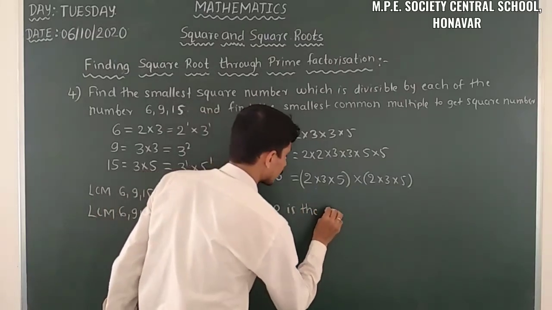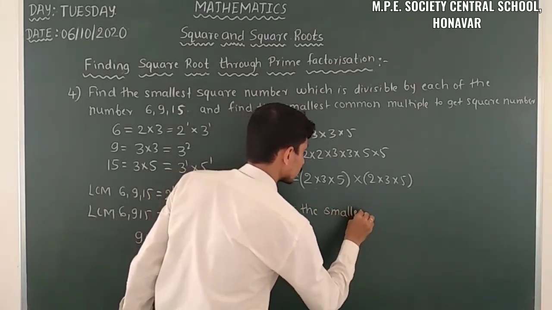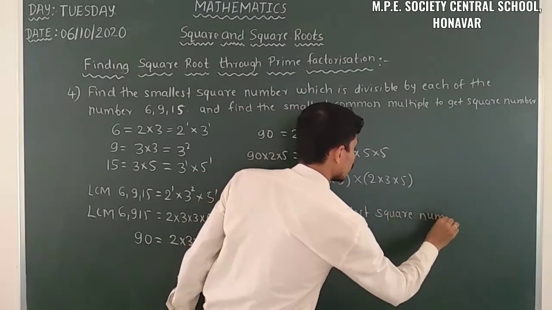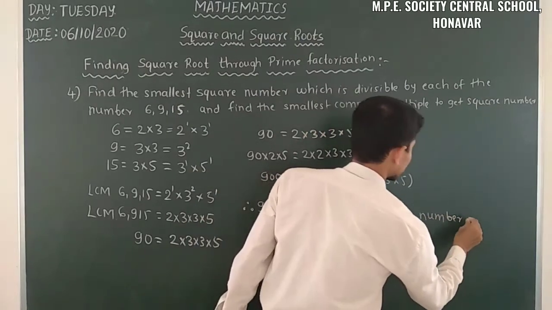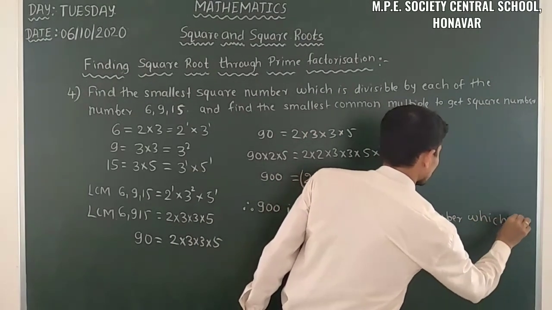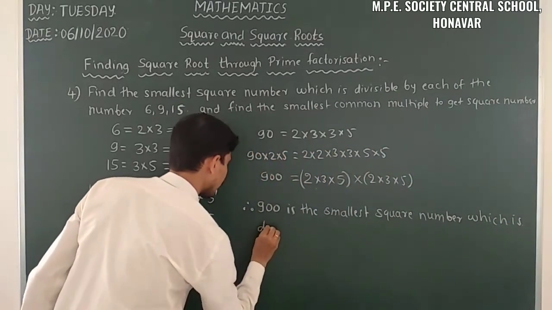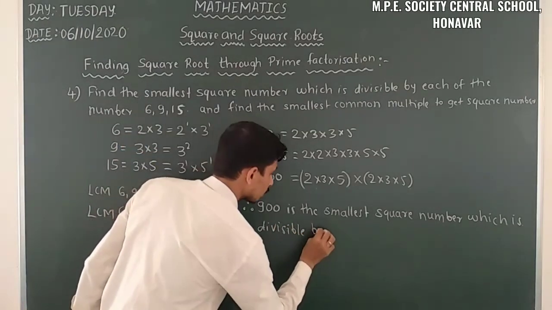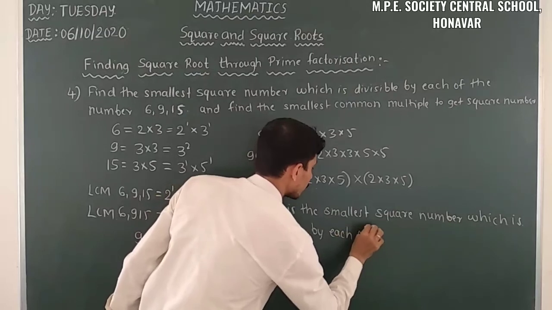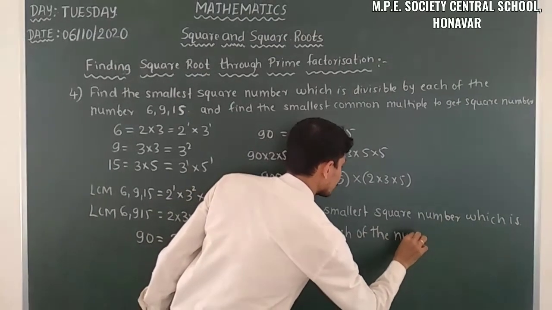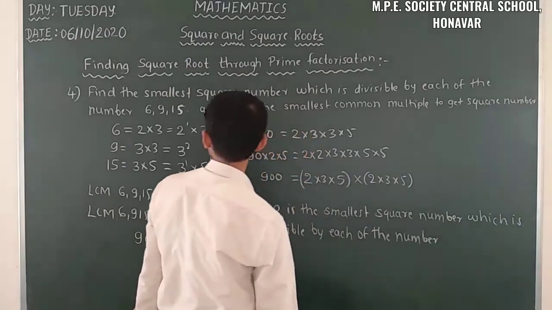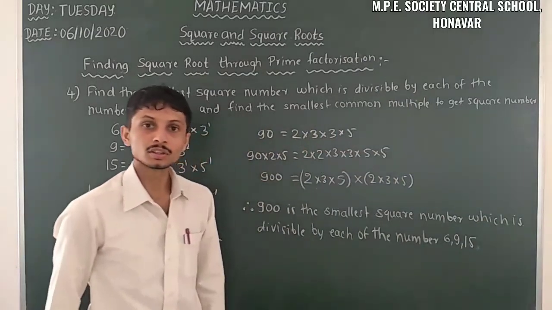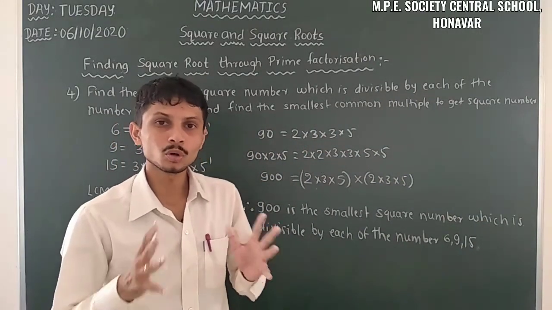the smallest square number which is divisible by each of the numbers 6, 9 and 15. So this is about finding a square root through prime factorization.